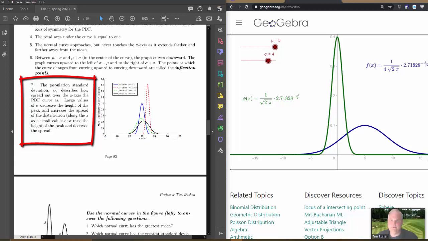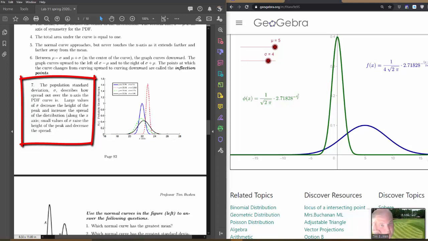probability density function curve, or the normal curve, is. Large values of sigma decrease the height of the peak and increase the spread of the normal curve along the x-axis, and small values will raise the height of the peak and decrease the spread.